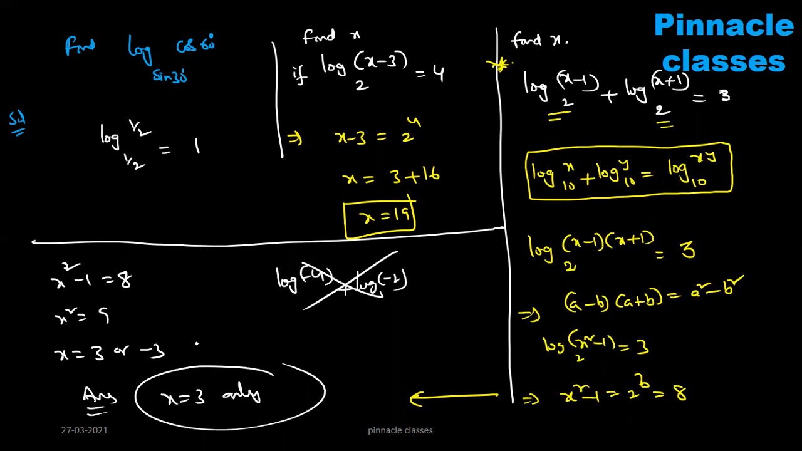Okay. Next one. Log tan 1 degree into log tan 2 degrees, log tan 3 degrees, and so on, up to logarithm of tan 18 degrees. How much is this value?